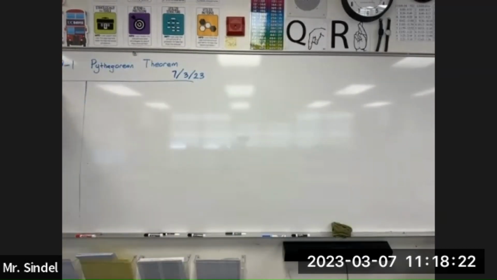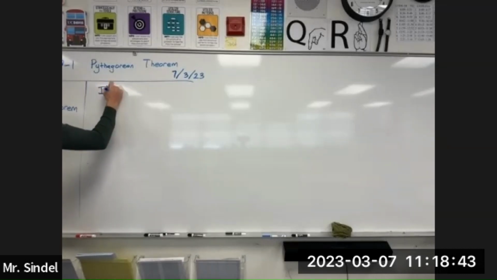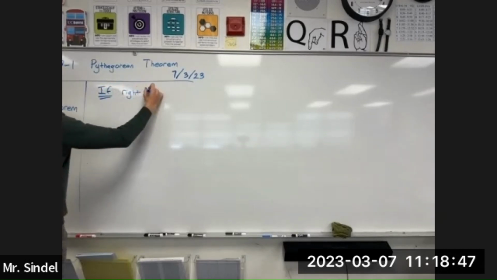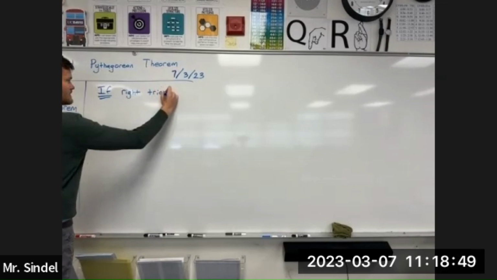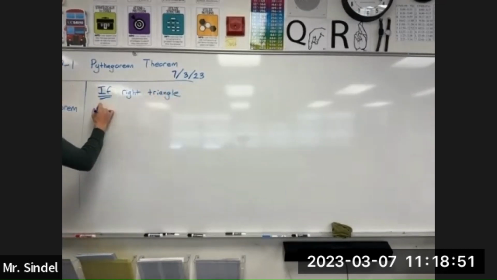So let's talk about the theorem. What do you have to have for the Pythagorean theorem? You guys already know this. Help me out. You have to have a certain type of triangle. Right triangle. It has to be a right triangle. So you have to have this giant if. If you have a right triangle, then this works.